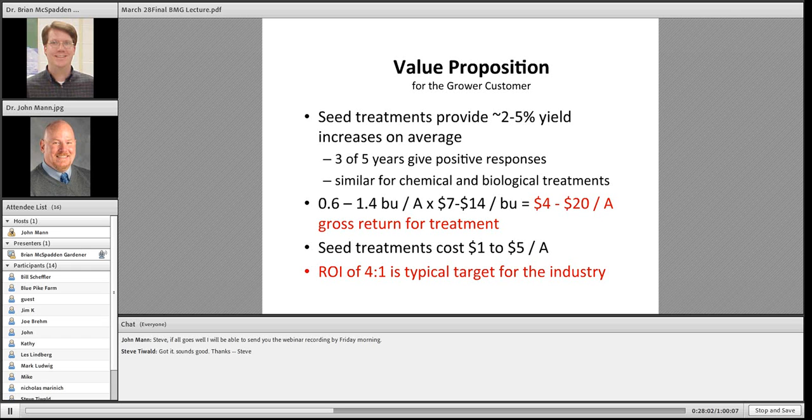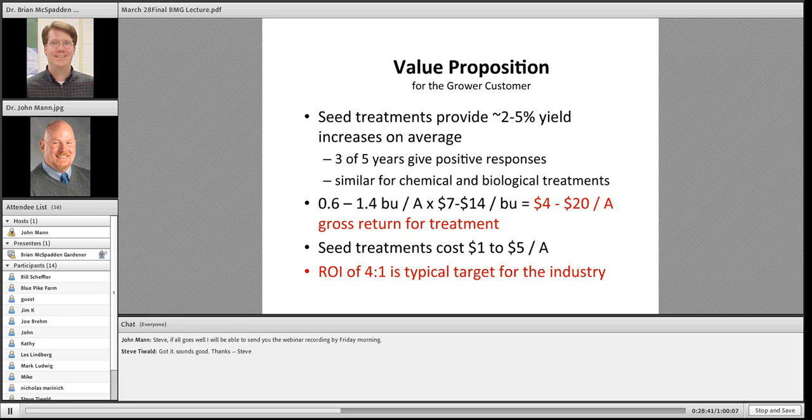So let's talk a little bit about the value proposition of the DAPG producing seed treatments for the grower customer. As I indicated, the seed treatments can, conservatively, provide 2 to 5% yield increases on average. What we know is that for an individual site, 3 of 5 years typically give positive yield responses, and the responses are similar for chemical and biological treatments. This is not only true for the DAPG producers, but for all microbial and chemical seed treatments.